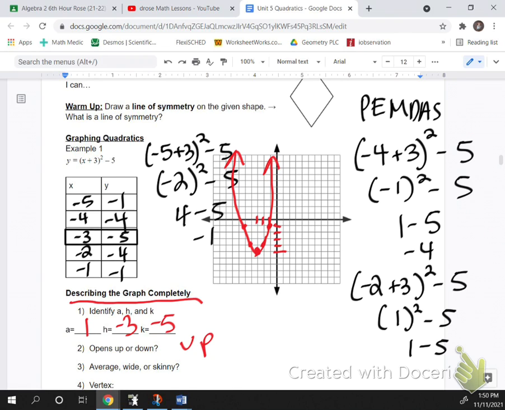Up. Is it average, wide, or skinny? We're talking about the A value. Average, because A value is 1. Doesn't really change it very much. And then we'll start filling out the rest.